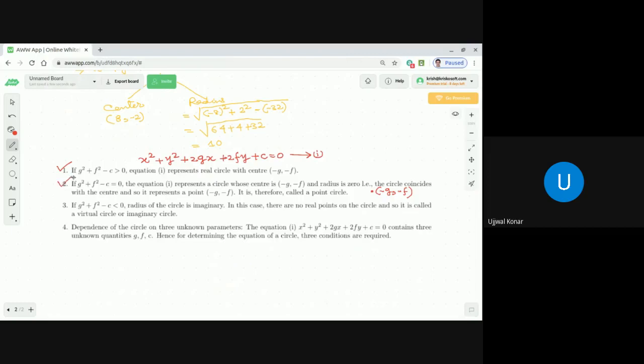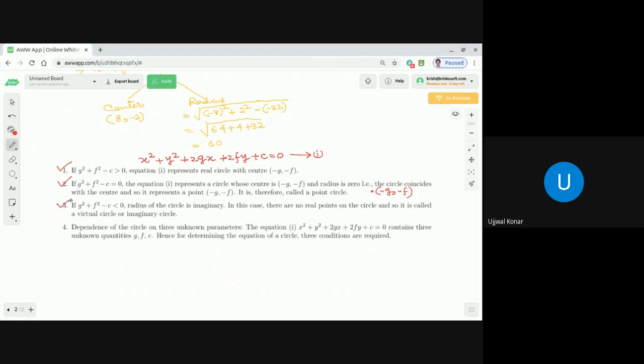The third point says that if g square plus f square minus c is less than 0, the radius of the circle is imaginary. Because what is the radius? We know it is square root of g square plus f square minus c. So if g square plus f square minus c is less than 0, that means a negative number, and the square root of a negative number is imaginary. In this case, there is no real point on the circle, so it is called a virtual circle or imaginary circle.